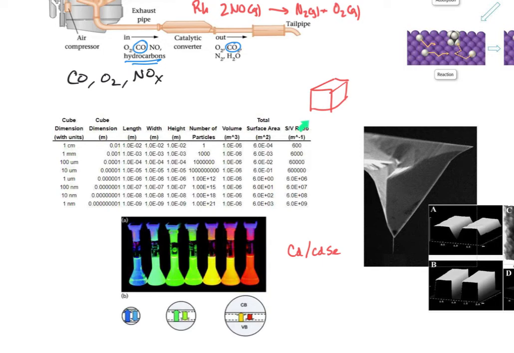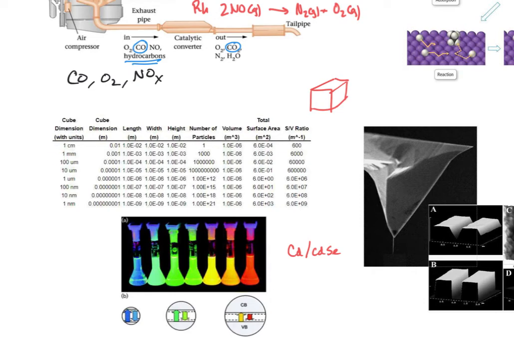All right, so this ratio is important in the catalytic process because if you think about what's happening here, all of this action is happening because of the surface. So if we can increase the surface relative to the volume, we can get much, much higher catalytic activity because we have much more surface area.